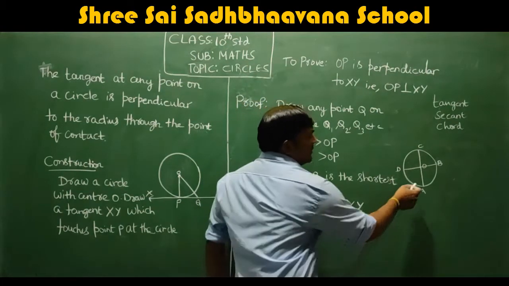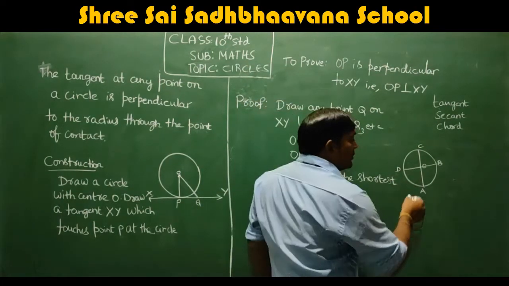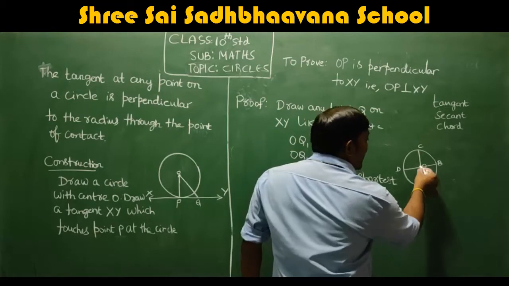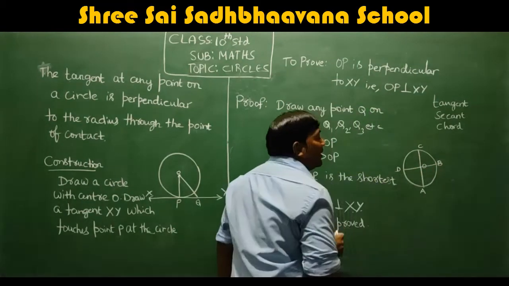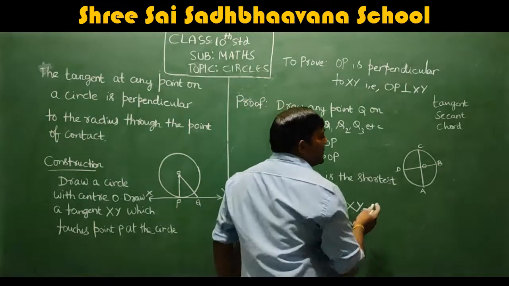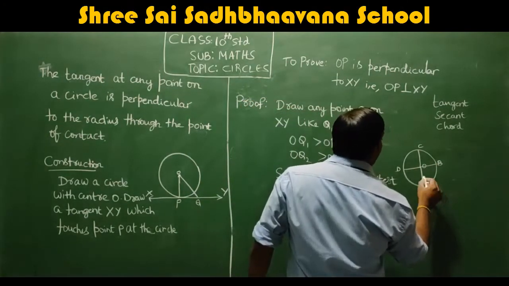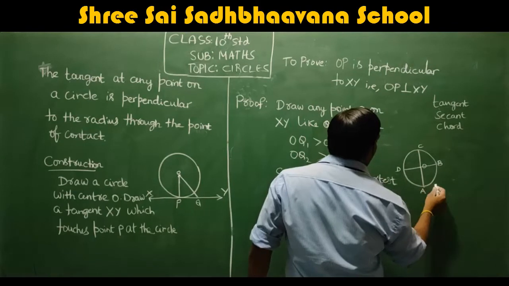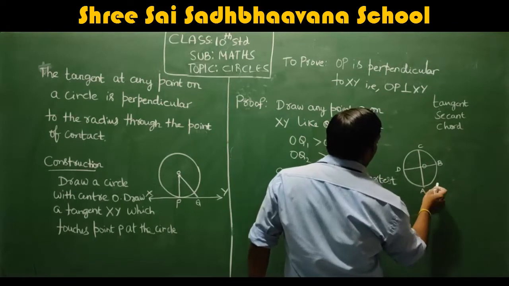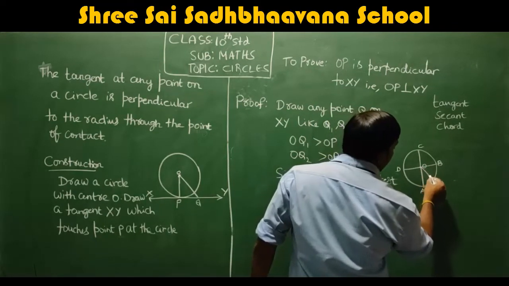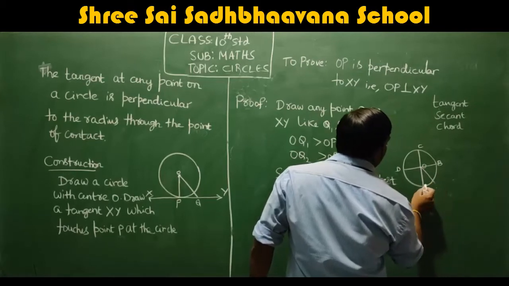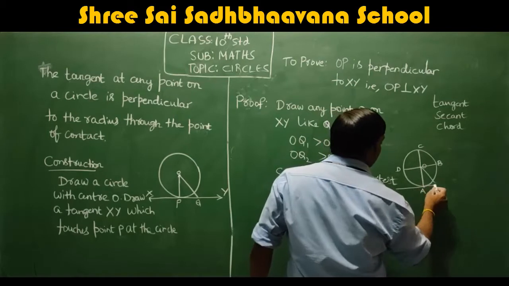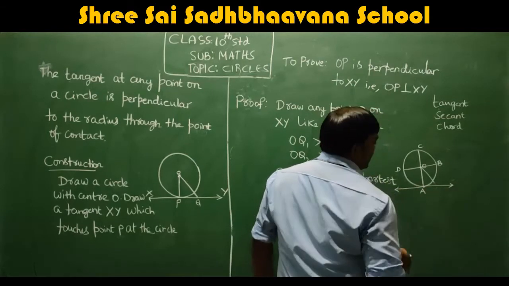For example, I considered A on the circle. So this is the distance, and OB is the distance. OC is the distance. OD is the distance. Let me consider one point outside the circle. For example, if I consider here, and you draw a line here, that is the distance. Imagine that before that I'll draw one tangent. Anyway, I'll explain the theorem.